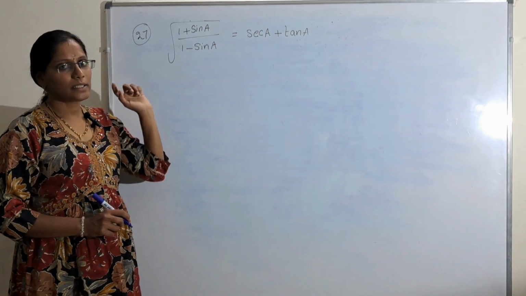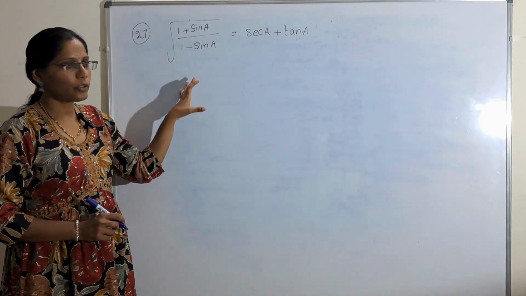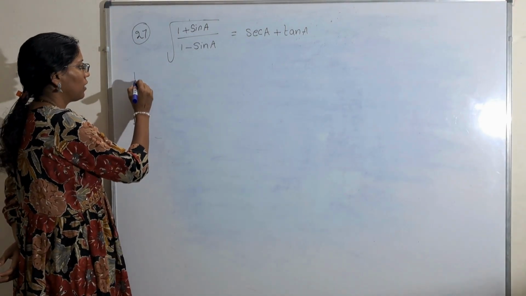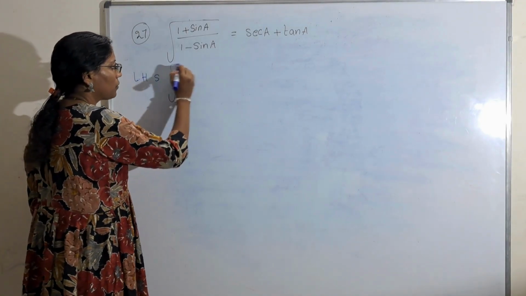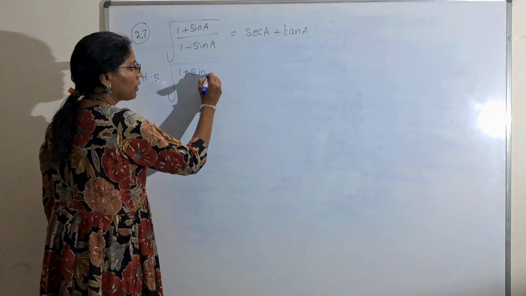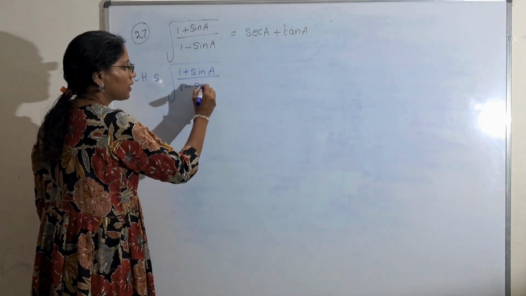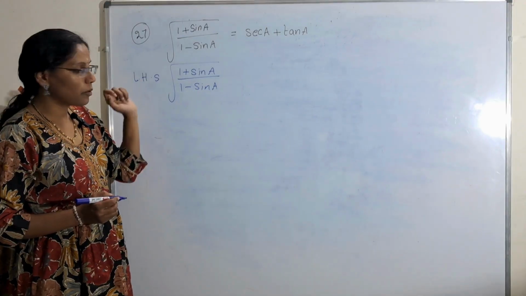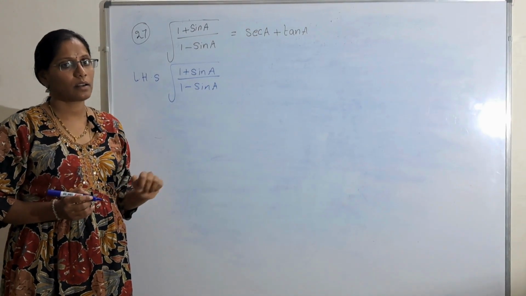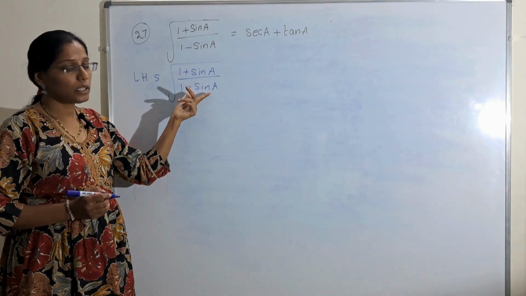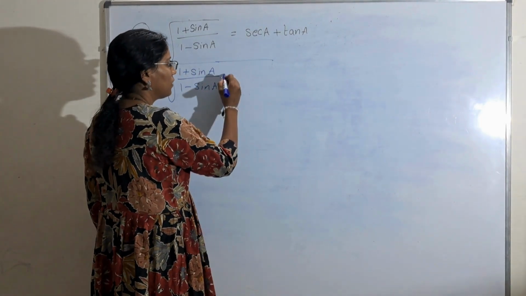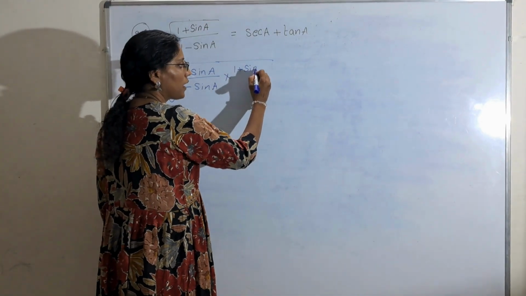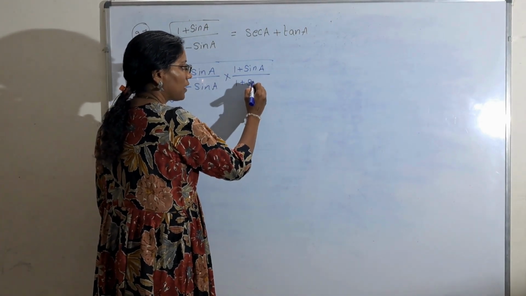Next problem number 27. Here we take the LHS, the root value, and we have to prove the RHS, sec A plus tan A. LHS: root of (1 plus sin A) by (1 minus sin A). We already did this type of problem before. How to do this type of problem? Denominator rationalizing or numerator rationalizing we have to do. Here I will do denominator rationalizing. The denominator is 1 minus sin A, so we multiply and divide by 1 plus sin A.